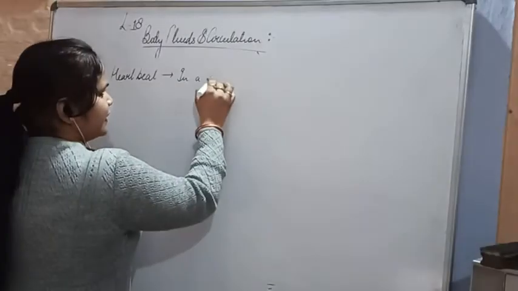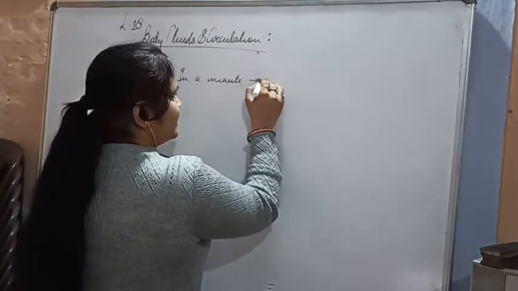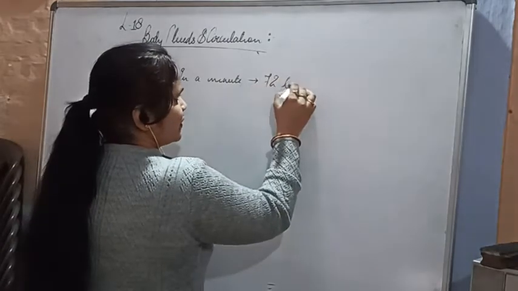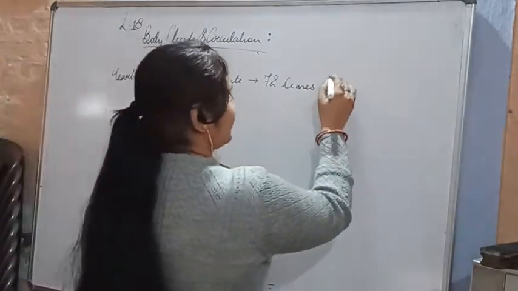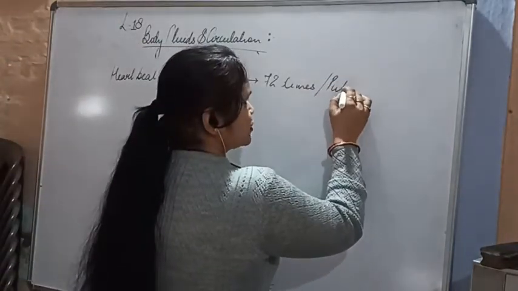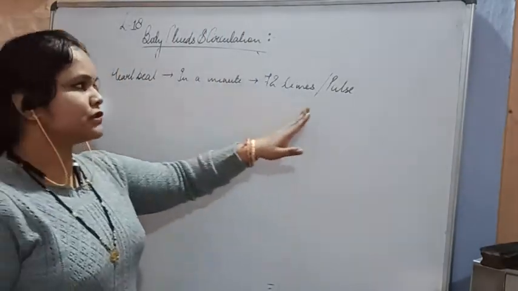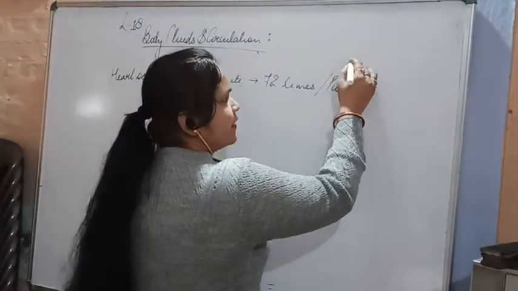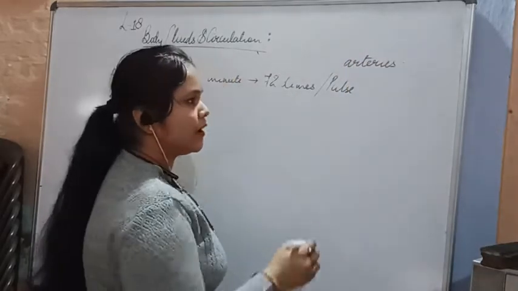Your heartbeat in a minute: your heart beats 72 times. The heartbeat is also felt in the arteries and it is called a pulse. An important thing: when we feel the heartbeat in the arteries, it is called pulse rate.